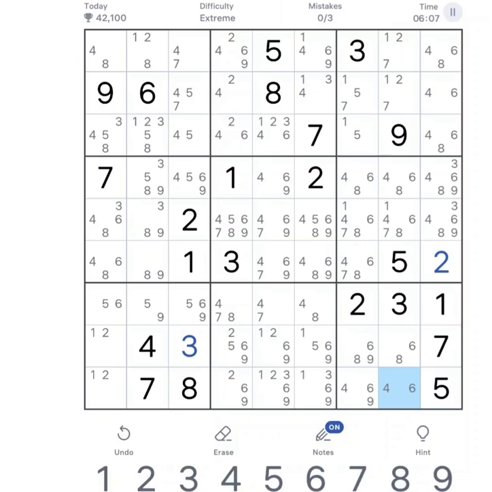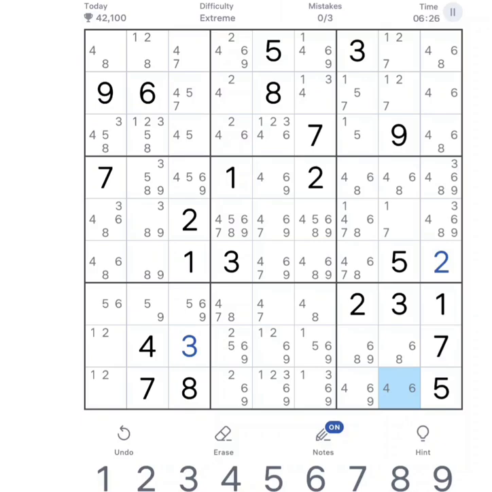4, oh look, triple. 4, 6, 8. Cannot have a 4, 6, 8 here, because that's our triple. 4, 8, 6. We have a 1, 7 and a 1, 2, 7. That's our triple. So this row is good.